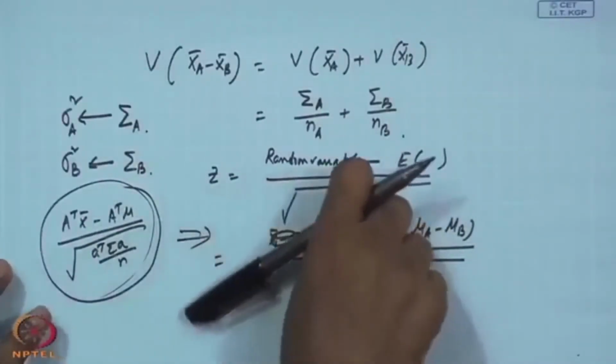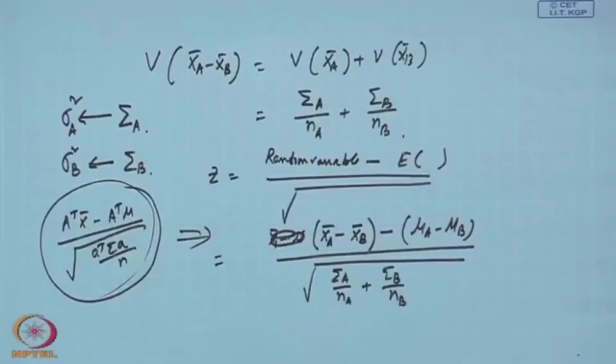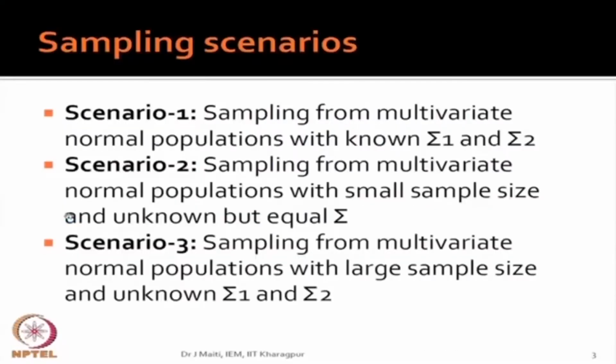So, the same principle will be applied now. Only thing is that one more component is added by denoting sigma A, sigma B; later on we will be adding SA, SB, something like this, but essentially other things remain the same. So, you have a similar situation here. You are sampling from multivariate normal populations with known sigma 1 and sigma 2.